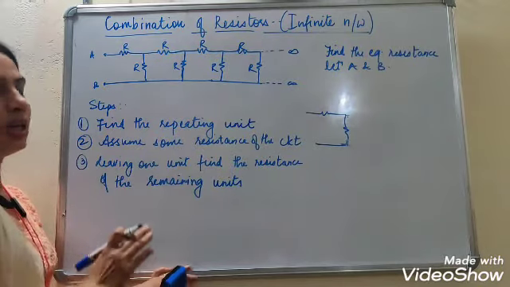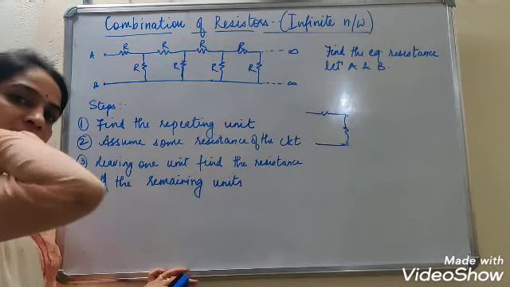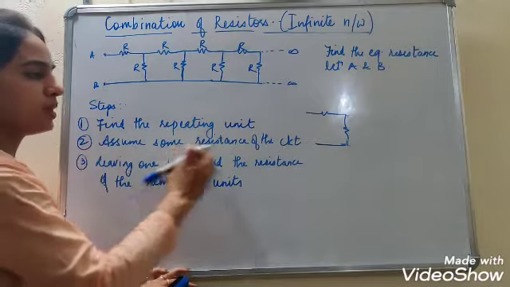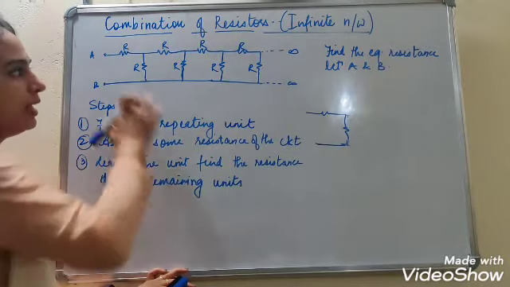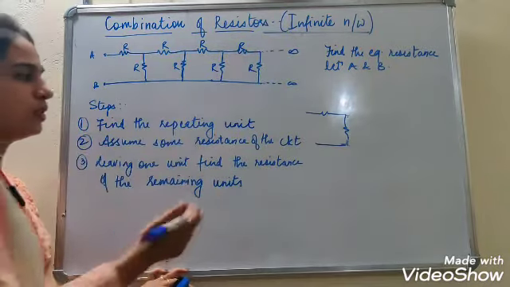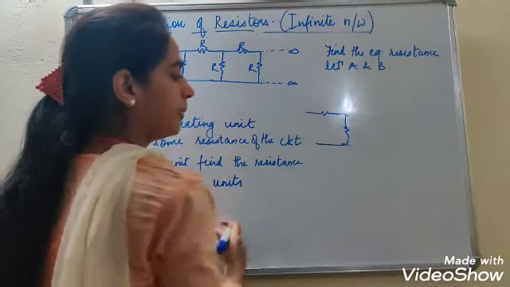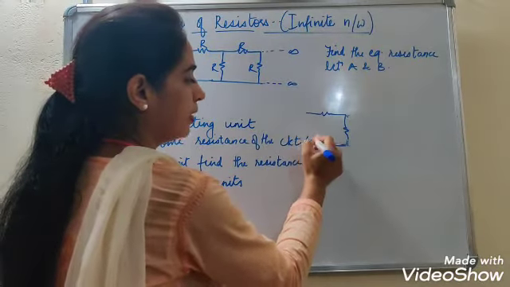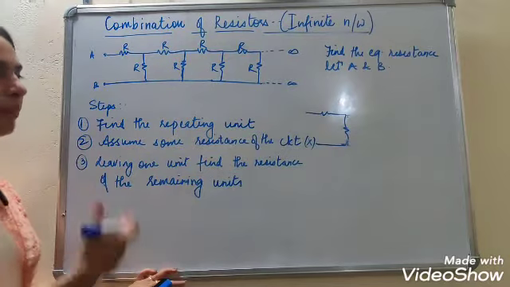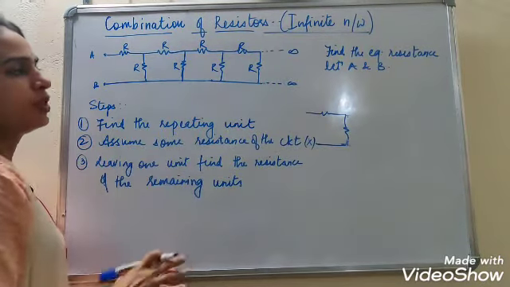Now once you find the repeating unit, leaving one of the repeating units, for the rest of the units, assume a resistance. First assume some resistance of the circuit, okay? Let us say the total resistance of this circuit is X, for example. You can take anything. X is the total resistance of the circuit.